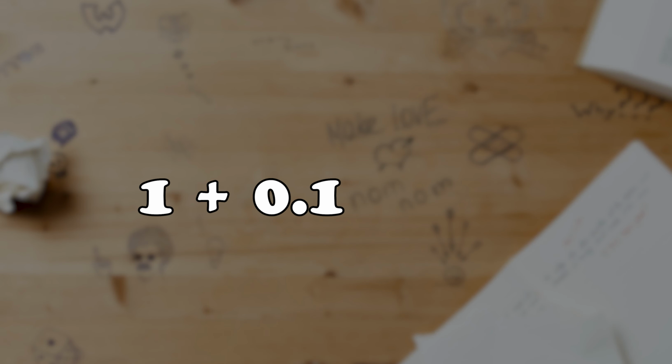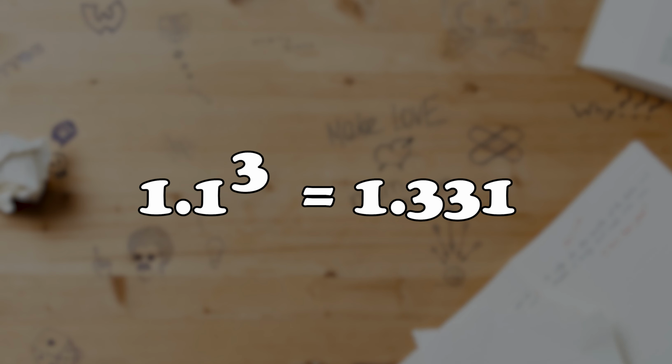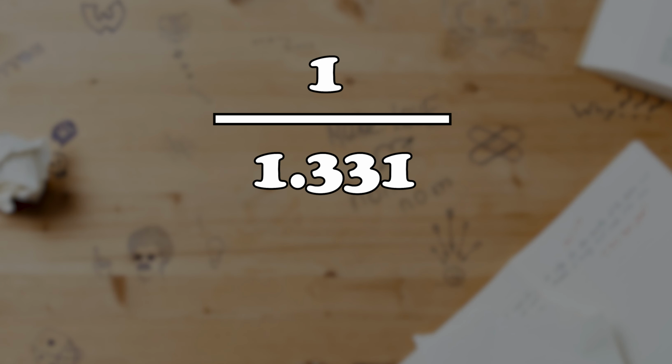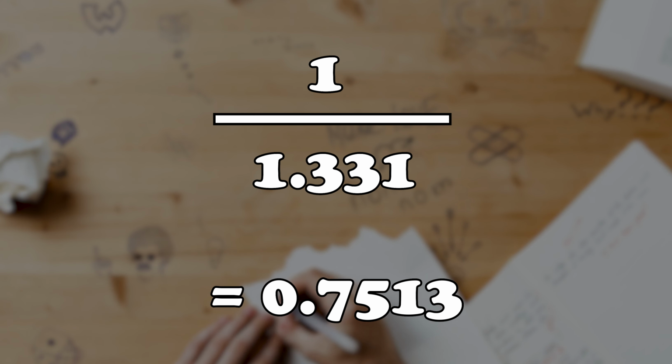Let's deal with the bottom half of the equation first to make it easier. We have 1 plus 0.1, which equals 1.1. 1.1 to the power of 3. If we plug that into the calculator, we get 1.331. So now the formula looks like this: 1 divided by 1.331. And if we put that into a calculator, we get a figure of 0.7513. Pro tip, if you're calculating present values and your multiplier is higher than 1, you've done something wrong. Remember, it should always be less than 1.